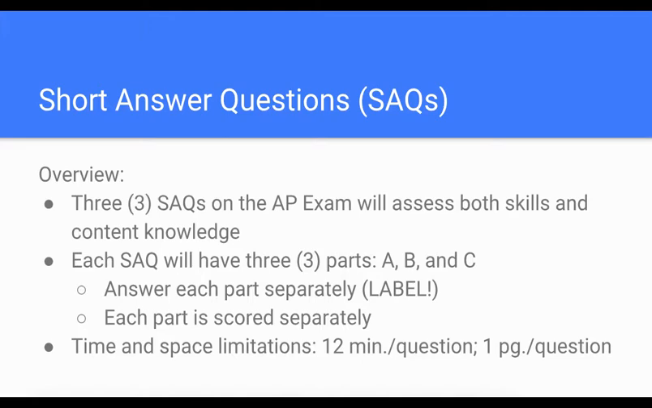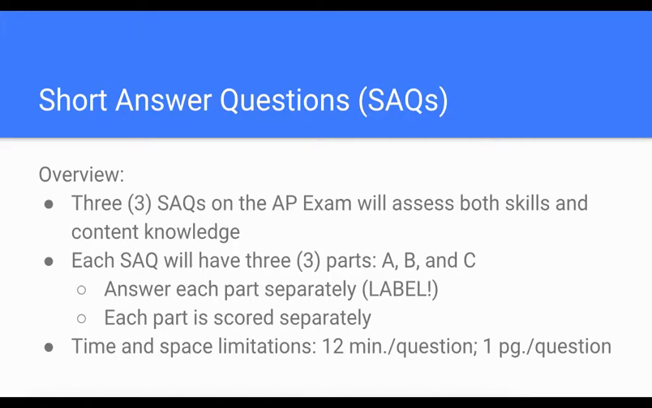Each part of an SAQ is scored separately. So if you don't earn the point on part A, you can still earn points on parts B and C. So it's a good idea to make sure you're answering each part as clearly as possible to give yourself the maximum opportunity to earn points later. And we'll talk more about ways to maximize your points at a later time. But for now, just know that you're going to be answering each part of the short answer question and labeling them specifically. For today, the examples I'm going to use will only have a part A, just to shorten and simplify things, but eventually we'll work our way up to having A, B, and C.